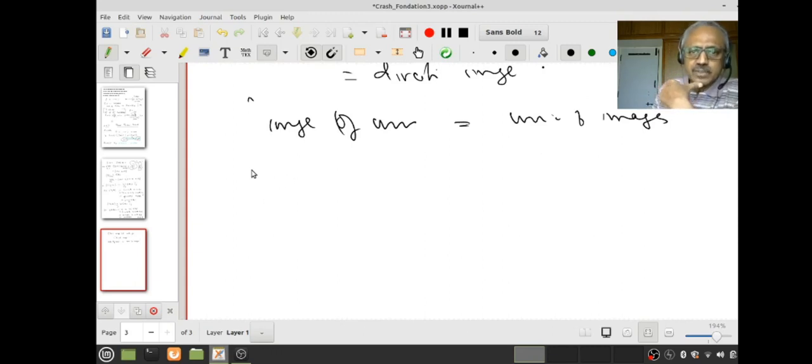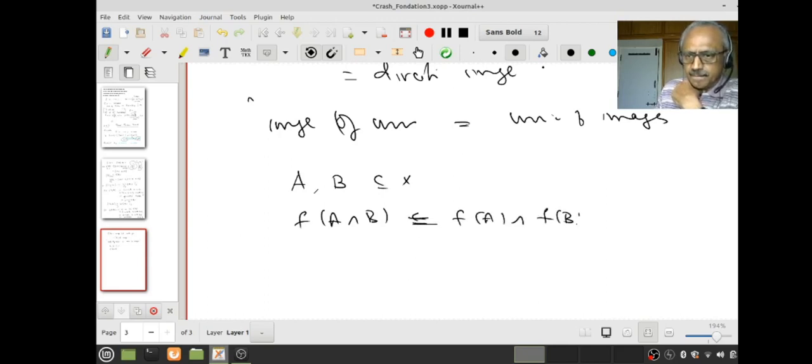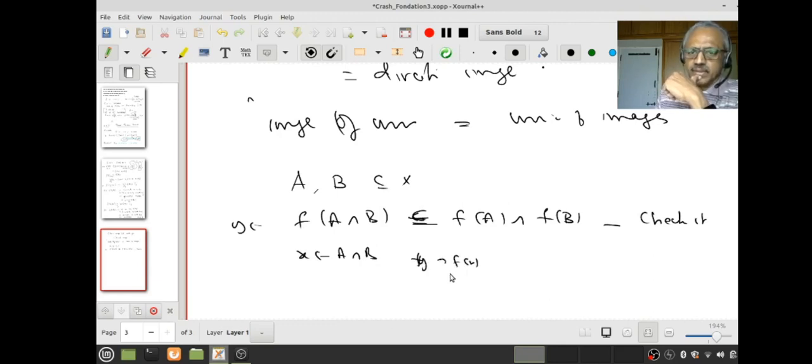But you can ask whether it is the same for intersection. That is, if I take A and B in the domain, is f of A intersection B equal to f of A intersection f of B? You will see the inclusion is always true. This is very easy. Check it. If y belongs to this, there is x in A intersection B, so that y equals f of x. Since x is in A intersection B, y belongs to f of A and y belongs to f of B, therefore y belongs to f of A intersection f of B. I actually checked it for you.